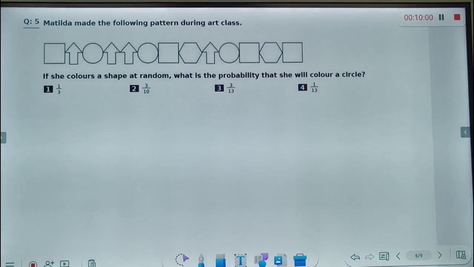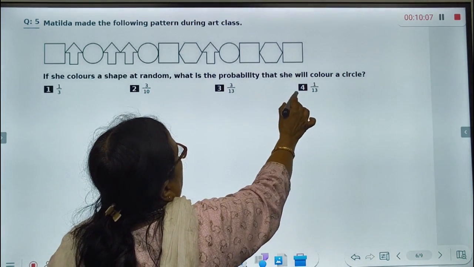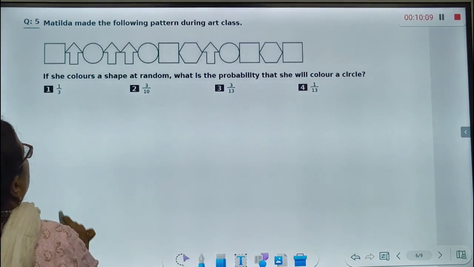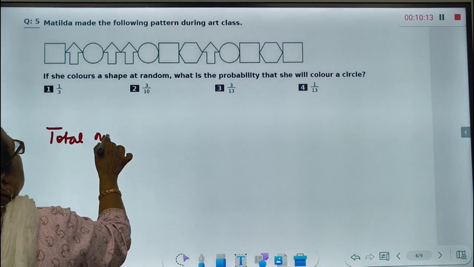Matilda made the following pattern during art class. If she colors a shape at random, what is the probability that she will color a circle? Okay. First of all, what is the total number of shapes?